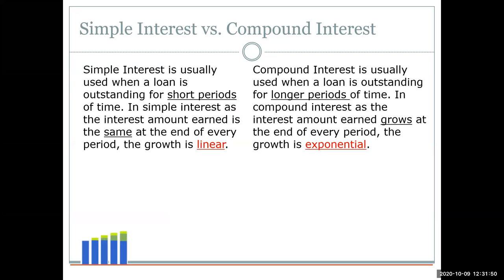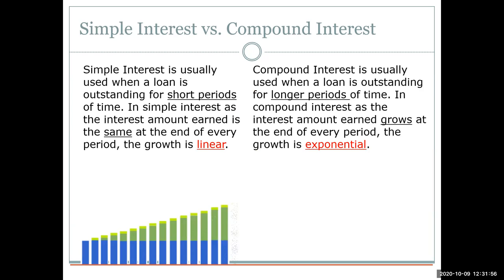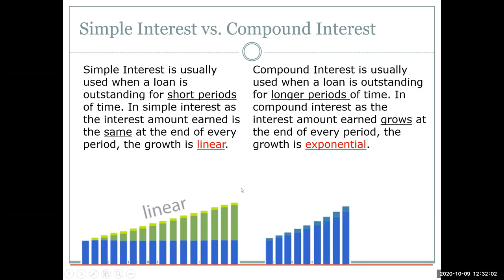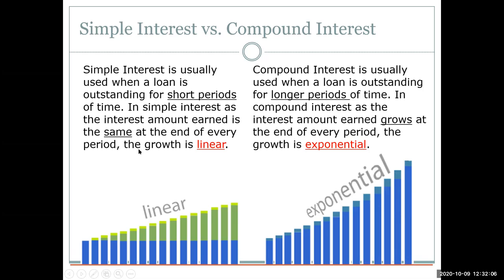Now we have two concepts, simple interest versus compound interest. And simple interest is usually for, say, a loan or something that's for a very short period of time. And we can see here that the simple interest, the interest amount earned, is the same at the end of every period. The growth is linear. So if we drew a straight line here, we'd have a straight line for linear growth, where the interest is the same each and every time.